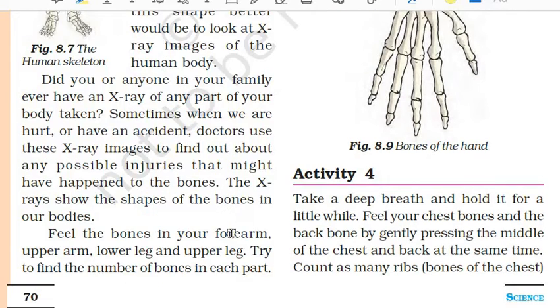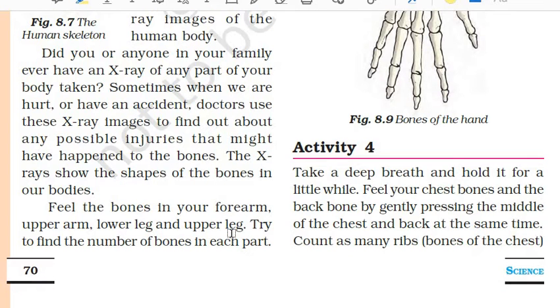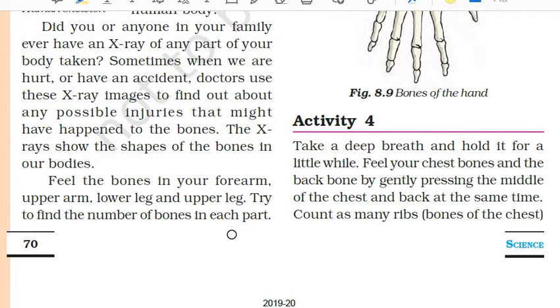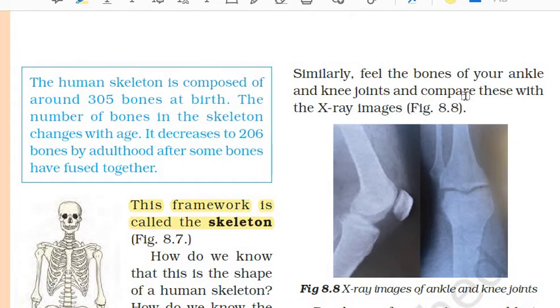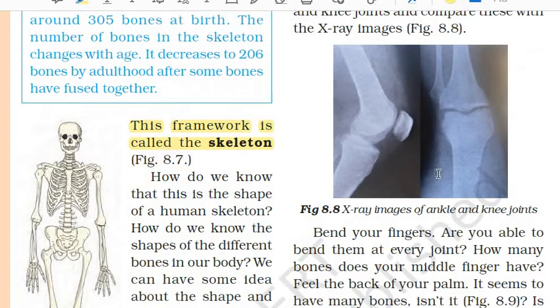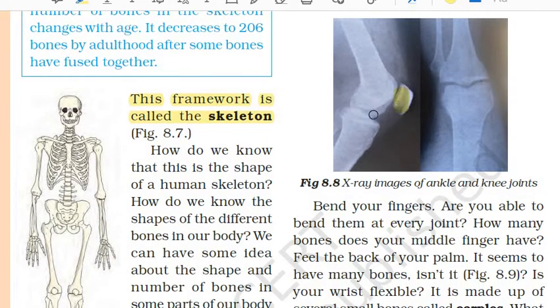Sometimes when we hurt ourselves or have an accident, doctors use X-ray images to find out about any possible injuries that might have happened to the bones. The X-ray shows the shape of the bones in our bodies. Feel the bones in your forearm, upper arm, lower leg and upper leg. Try to find the number of bones in each part. Similarly, feel the bones of your ankles and knee joints. Compare these with the X-ray images and try to feel where they are located.